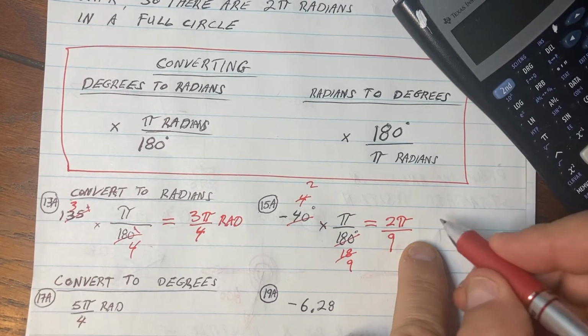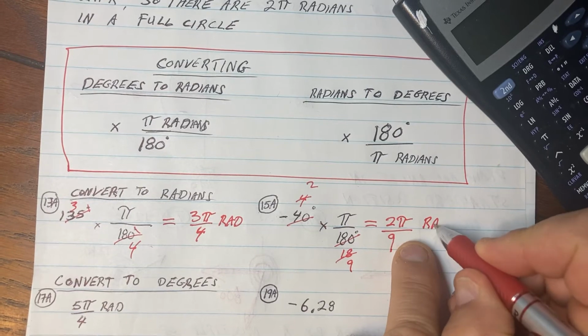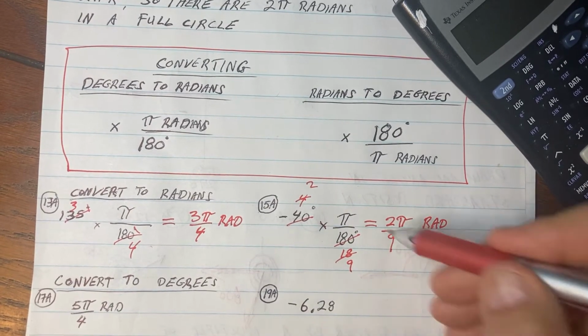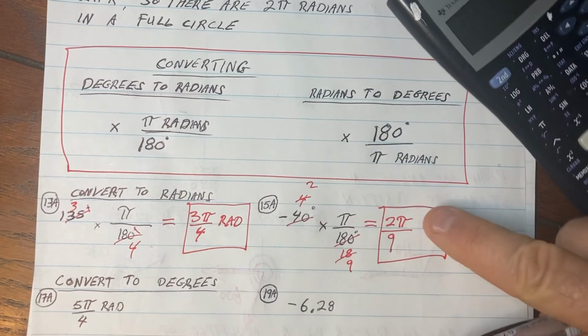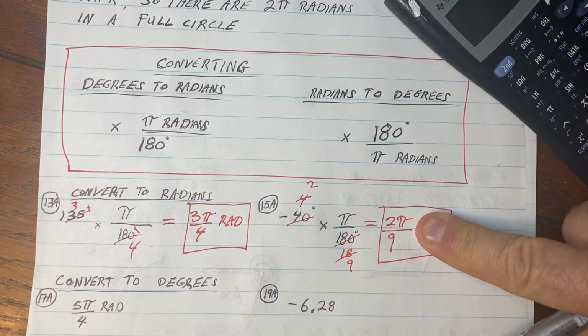But to me, wouldn't it be so much simpler if they required you to just put that for radians? That would make it so much easier. But if you want, you can just put 2 pi over 9. Okay.